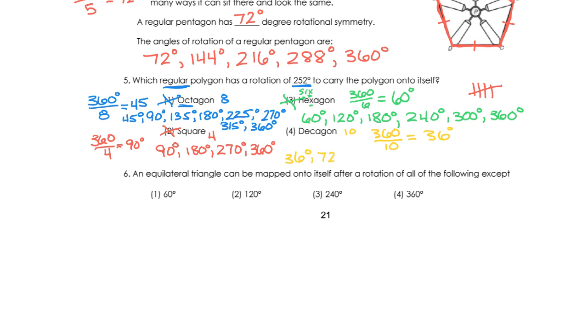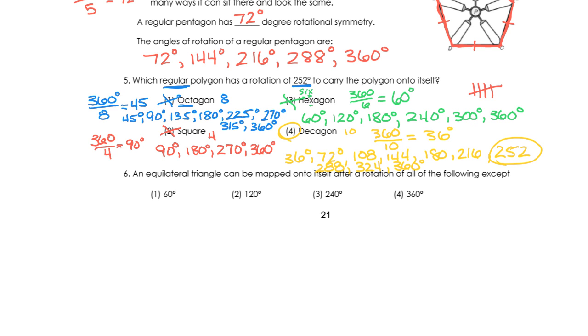So 36, 72, 108, 144, 180, 216, 252. There it is. So that's the number we were looking for. If we keep going, you could also turn a decagon 288 to look like itself, 324 degrees, and then finally 360 would put it right back on itself, and it'd look exactly the same decagon that you started with.